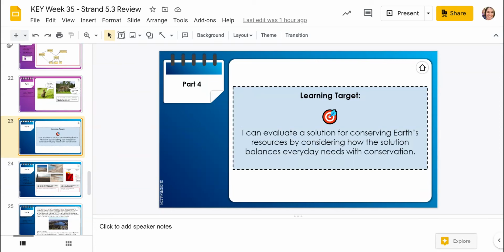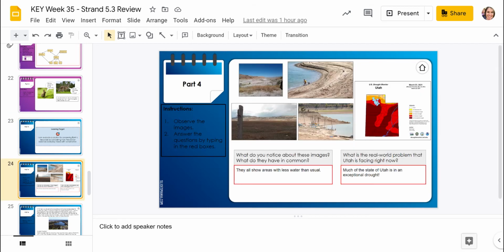Okay, for the final part of this week's lesson, you thought a little bit more about drought and how we can conserve water, which is one of Earth's resources. So, on the first slide, we looked at some images of Utah and Utah's drought that we've been in for a while. And unfortunately, at the moment, with the most recent data, much of our state is in an exceptional drought, the highest level of drought that there is.